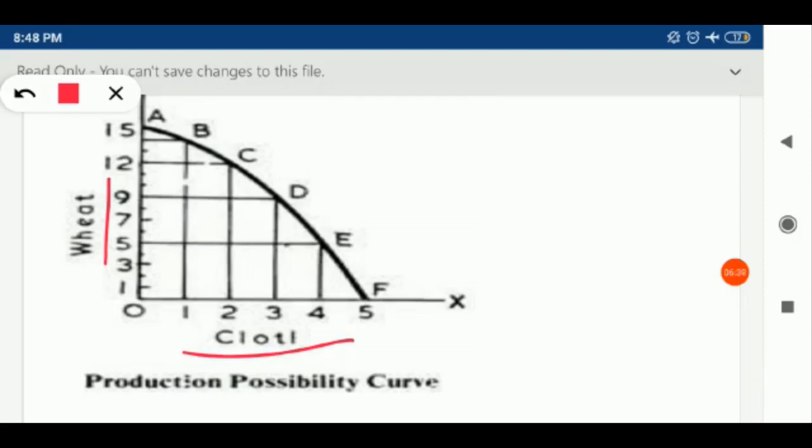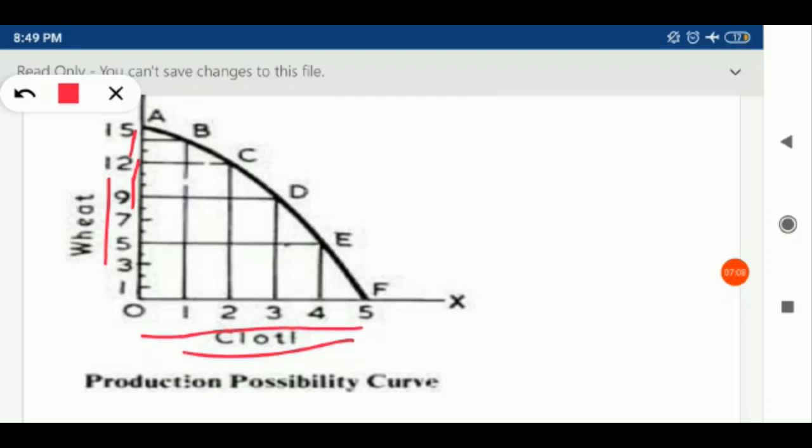Because on the y-axis that good will be marked which is to be sacrificed, and the x-axis presents that good which we are gaining. So by sacrificing units of wheat on the y-axis, we are producing additional units of good X. When we move from 15 to 14, 14 to 12, 12 to 9, then we are able to produce 1, 2, 3, 4 and 5 units of good X.